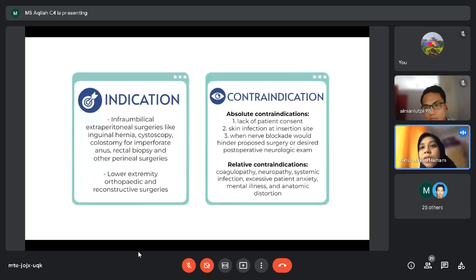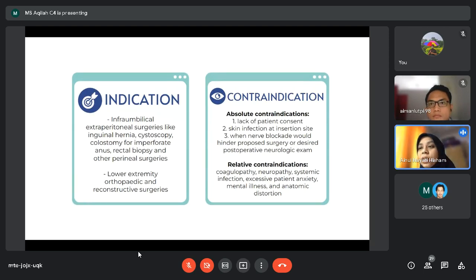So what are the indications of regional anesthesia? The first one is infra-umbilical or extra-peritoneal surgeries, for example inguinal hernia repair, cystoscopy, colostomy for imperforate anus, rectal biopsy and other perineal surgeries, which means any surgery involving below the umbilical region and the groin area. The next one is lower extremity orthopedic and reconstructive surgeries like knee surgeries, etc.